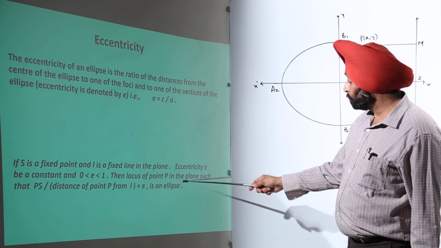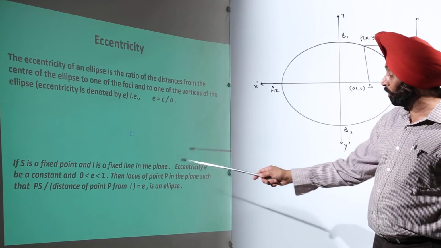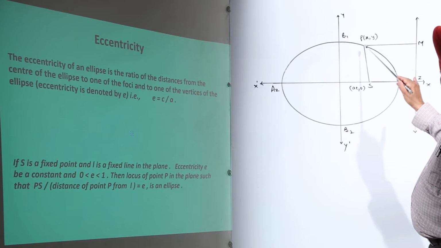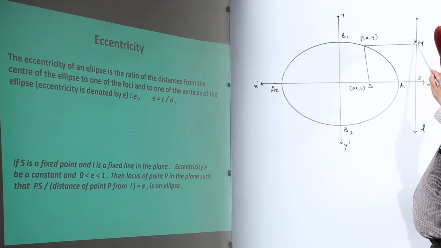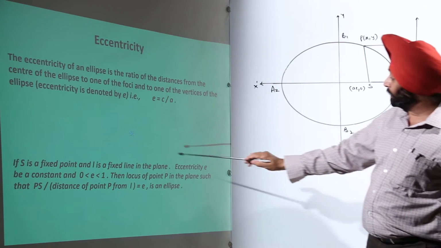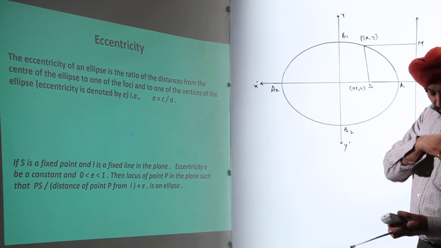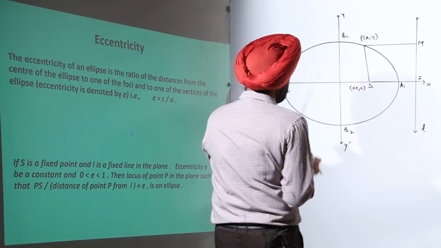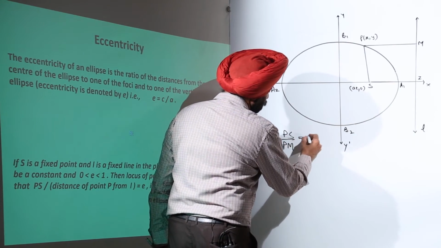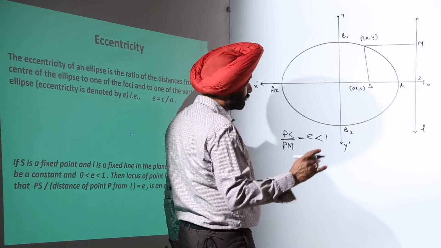Then the locus of points P in the plane such that PS, the distance of point P from S, upon the distance of P from L. You can write it here only because this is the directrix, so we can say PS upon PM. Here we can write PS upon PM is equal to e, which is less than 1. You can just look here. PS upon PM is equal to e, okay, and this e is less than 1. Is it clear?